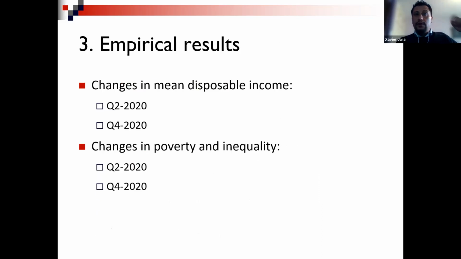So moving to the empirical results, I will concentrate first on changes in mean disposable income across the distribution. As I said, we will do this at two points in time. During the period where the economy was hit the hardest, as we observed in figure 1, this was the second quarter of 2020, and then we will assess the same effects of changes in mean disposable income, but now between 2019 and the end of 2020. And then I will move on to assess the effects in terms of changes in income poverty and inequality also in these two periods.